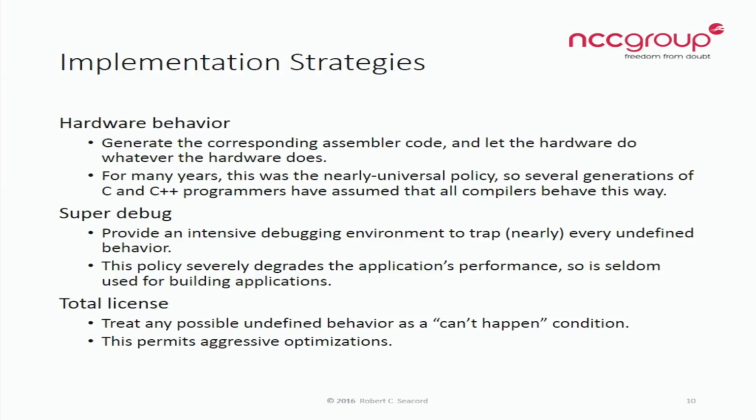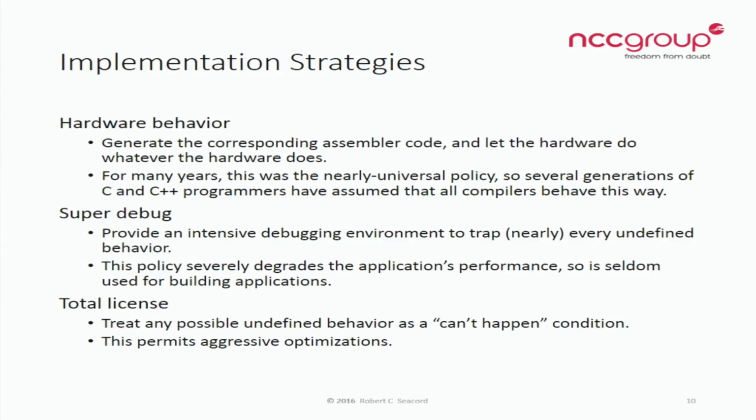A second is super debug, and here you basically try to trap as many undefined behaviors as you can to assist in testing, but that type of policy really degrades performance, so it's not useful as a runtime protection mechanism. And the third is the total license. Here you treat any possible undefined behavior as a can't happen condition, and that permits very aggressive optimizations, and that's sort of what we're talking about.